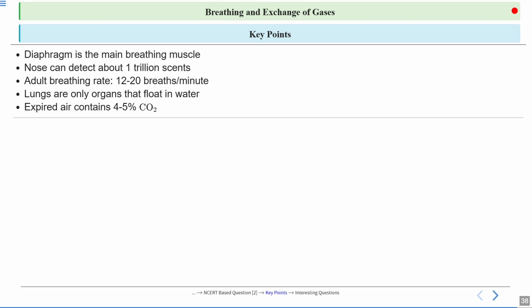Okay, whenever you are inhaling atmospheric air, it is not that you are inhaling only oxygen, you are inhaling other gases also. In the atmosphere, a lot of gases are present. Clear? But we say we inhale oxygen. Actually, along with oxygen, we are inhaling other gases also.